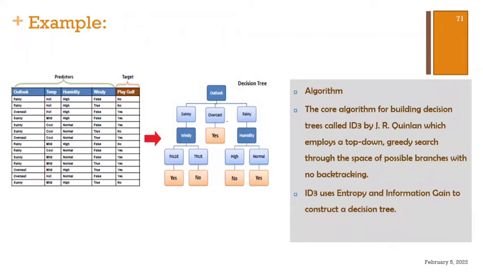So we're going to start here today and see how we can use entropy to calculate which of these attributes we should start with. This is a data set that is going to determine, based on the given attributes of outlook, temperature, humidity, and windy, if somebody should play golf or not.